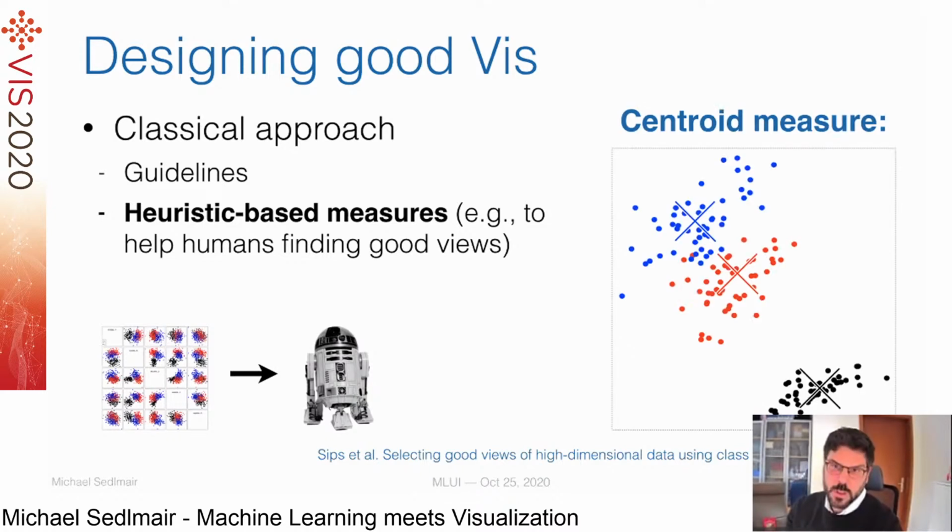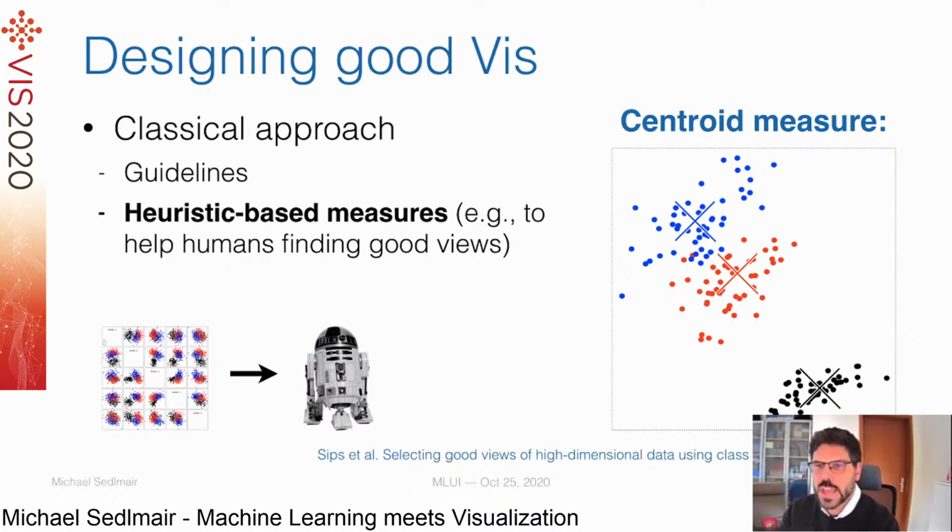So an example that I like very much is this paper by Mike Sips, where they proposed these metrics for scatter plots and for formally describing what makes classes separable. So, class separability measures. And one measure that they proposed is simply called the Centroid Measure. They had a more complicated name. I just call it Centroid Measure because it goes to the heart of what they're doing.